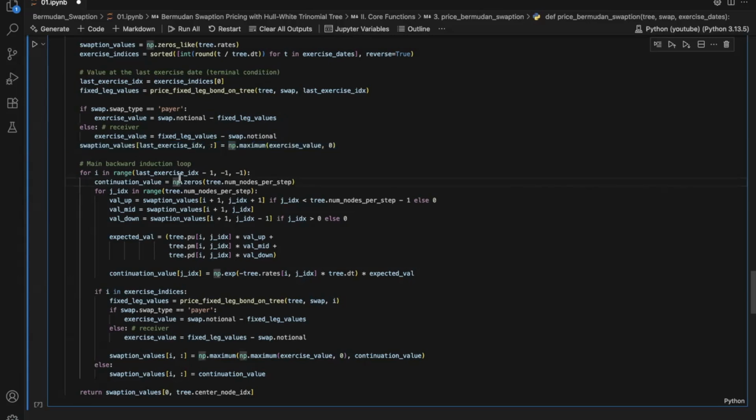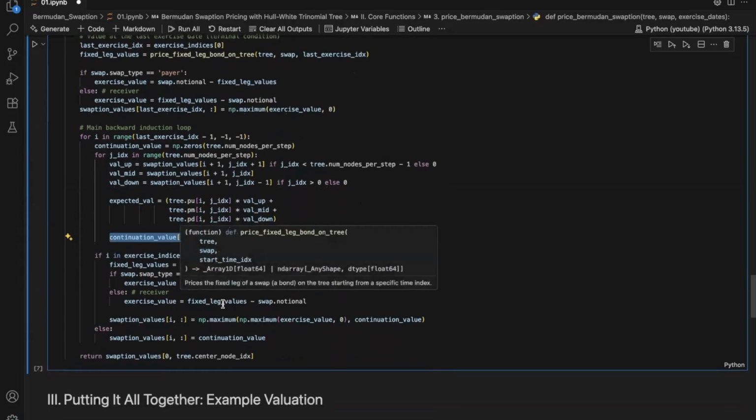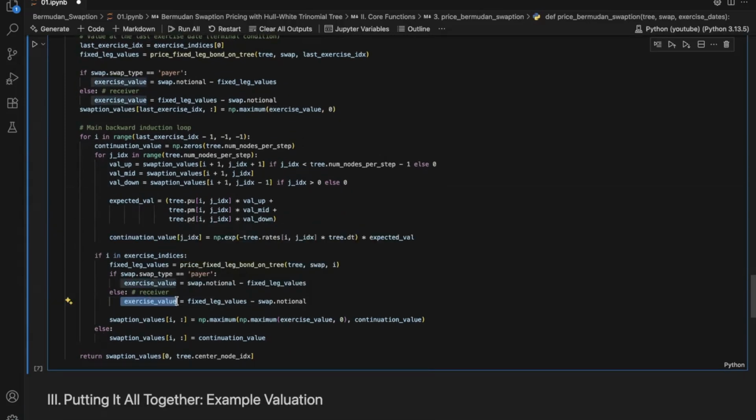We calculate two quantities. The continuation value, which is the discounted expected value of the swaption in the next time step, calculated using the risk-neutral probabilities. This represents the value of holding the option. And the exercise value. If the current date is an exercise date, we calculate the value of exercising immediately.